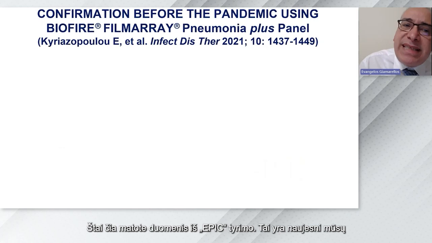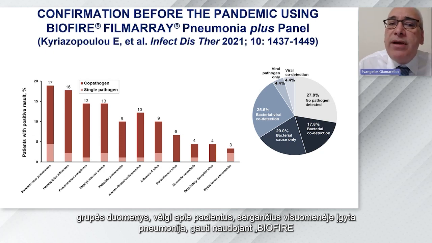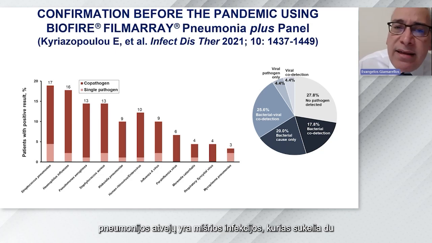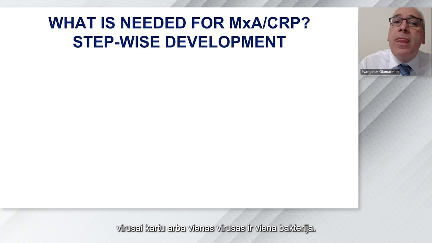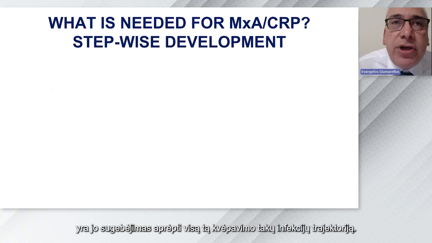These are data from the EPIC study. These are more recent data coming from our group, again in patients with community-acquired pneumonia, using BioFire FilmArray, confirming that the majority of cases of pneumonia are mixed infections, either 2 viruses together or 1 virus and 1 bacterium. So, what we need from a biomarker is to be able to cover that entire trajectory of respiratory infections.